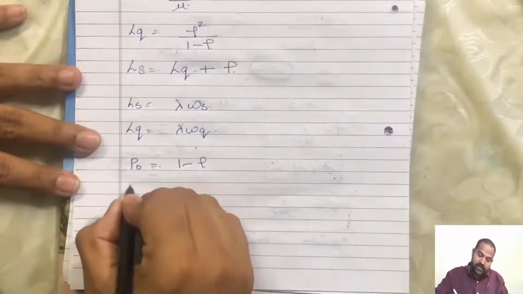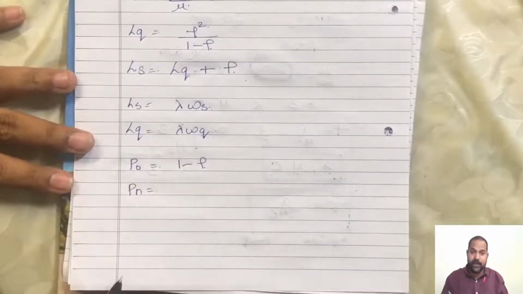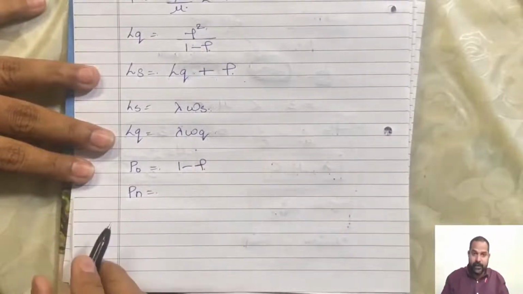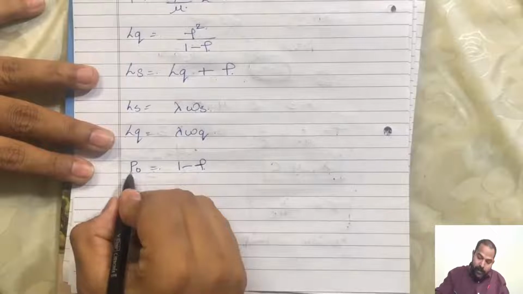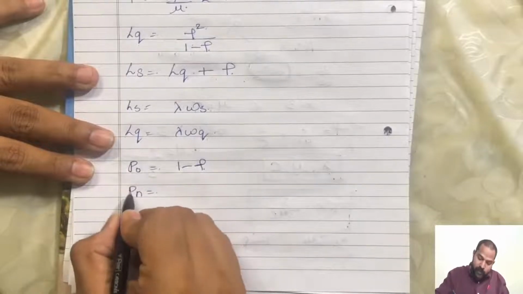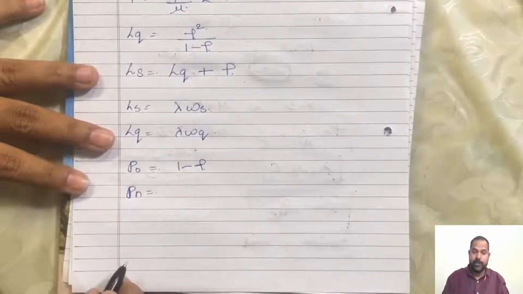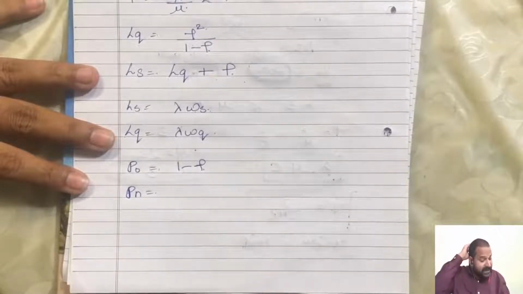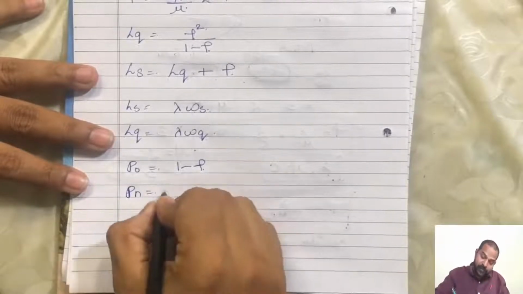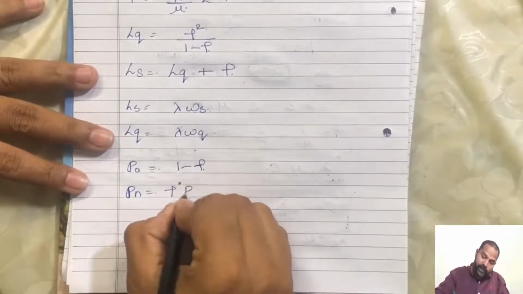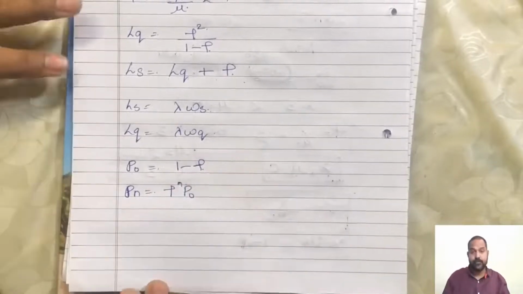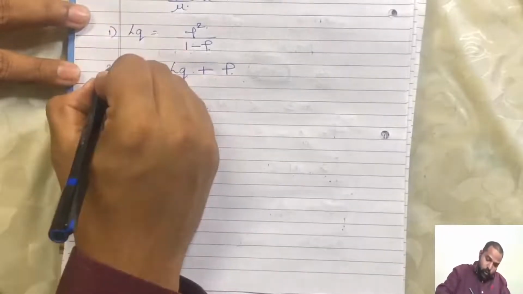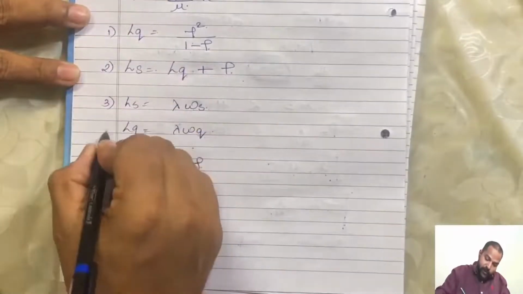And then the last, probability of n people in the system. Now don't get confused between my rho and my p. This is probability of 0 people in the system, probability of n people in the system, and this is rho. Probability that there will be n people in the system is rho raised to n times p0. That's it. These are the 6 formulas. There are 1 or 2 more, but I will explain those when I do questions.